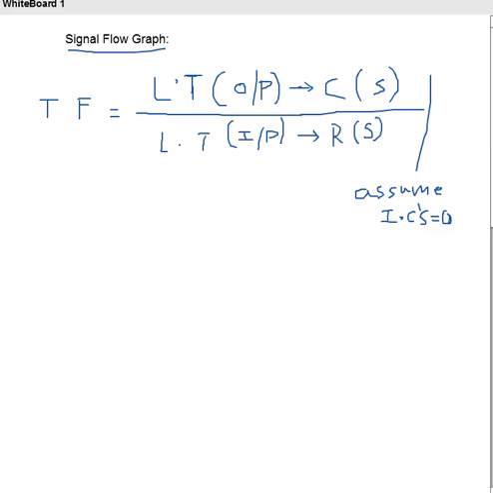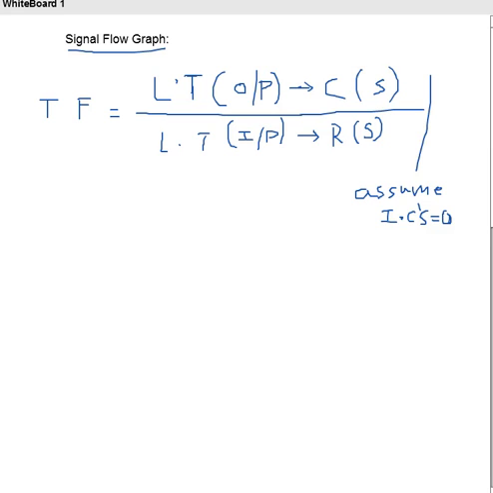Anyway, this topic is only signal flow graph. I am just telling. So this is the definition of transfer function: the Laplace transform of output, represented as C of S, divided by the Laplace transform of input, represented as R of S, assuming initial conditions are zero. So this is the definition.